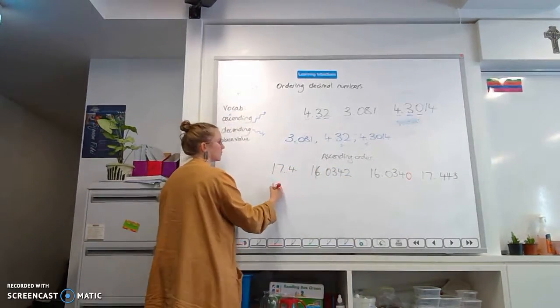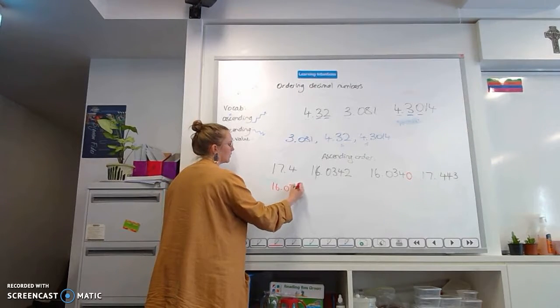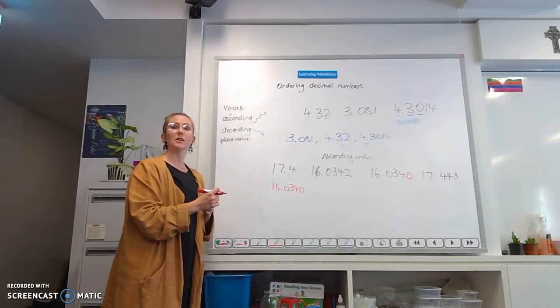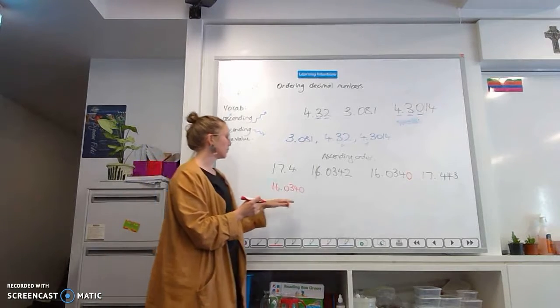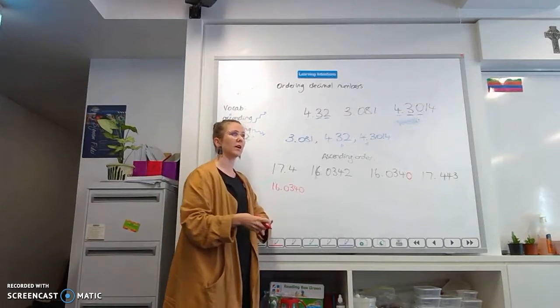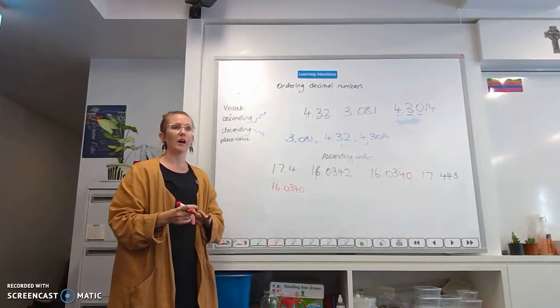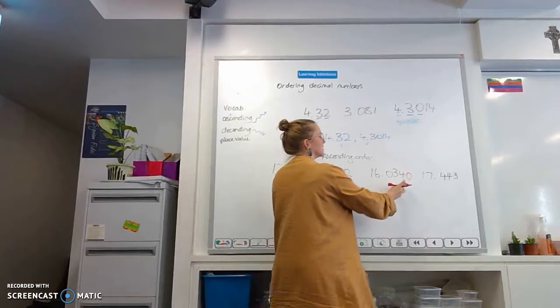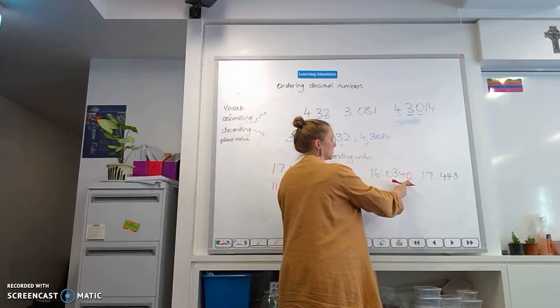Okay? So the first one is 16.034. And if you wrote that, boys, if you wrote that like that with the 0 in the end, that's still perfectly correct. Okay? You don't have to, but if you ended up doing it that way, you would. Because this is a 2 and this is a 0, so that is the smallest.